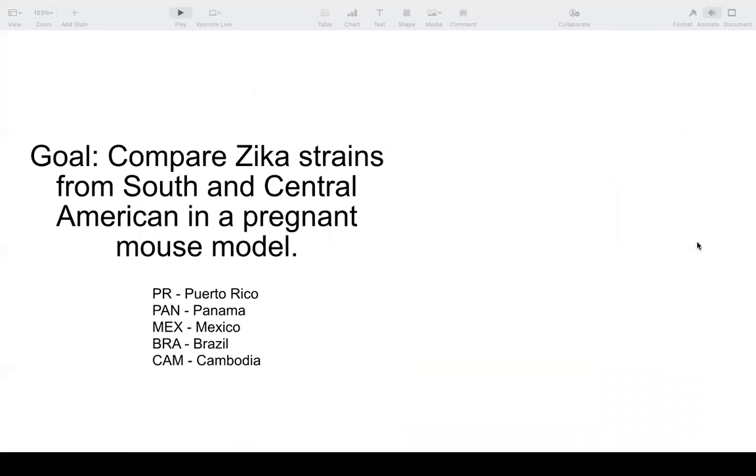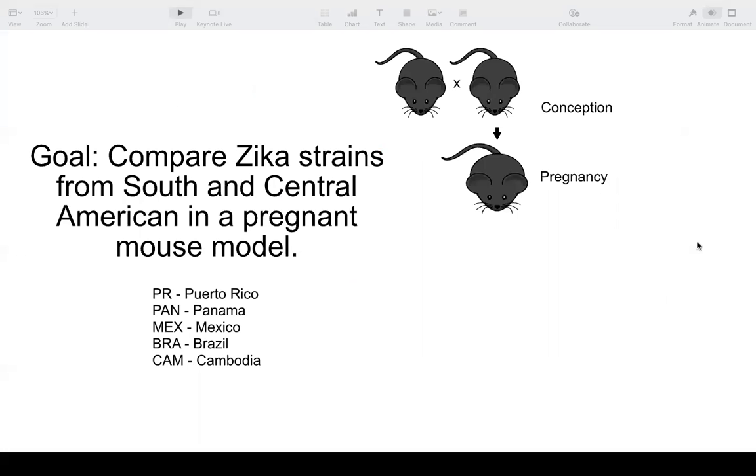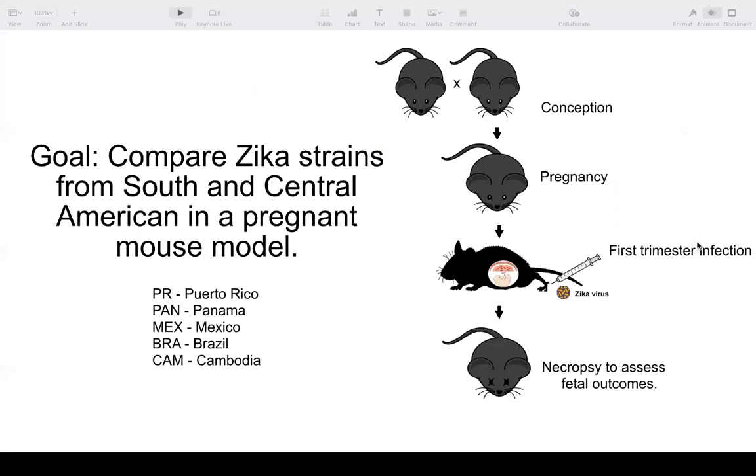Our goal was to directly compare Zika strains from South and Central America in a pregnant mouse model. To do this, we used our established mouse model to compare fetal outcomes in mice infected with Zika isolated in Puerto Rico, Panama, Mexico, Brazil, and Cambodia. We time-mated mice to know when conception occurred and then infected the mice with virus at the end of the first trimester. Mice were then euthanized and dissected 7 days later to assess fetal outcomes.